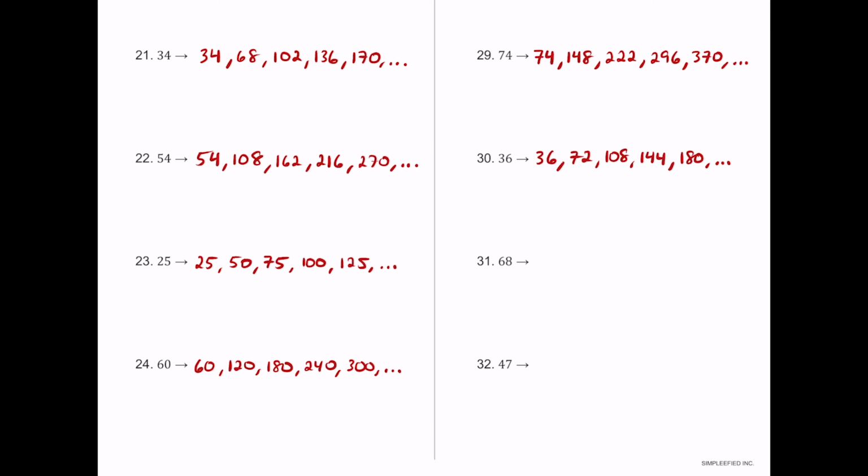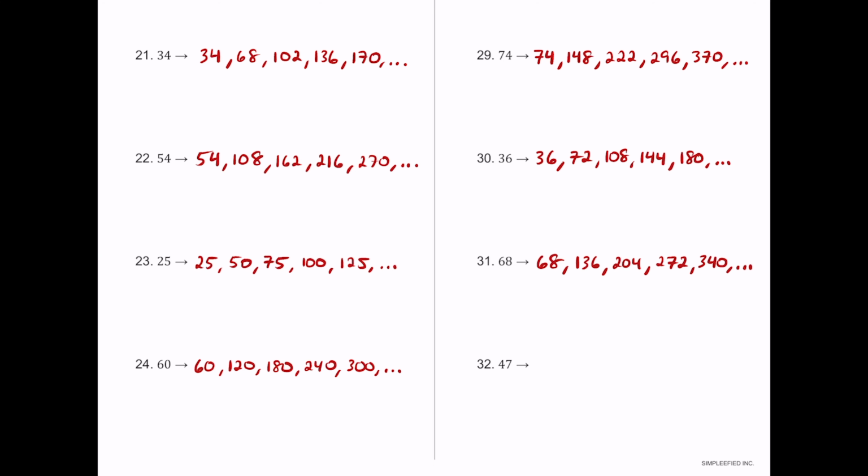Okay. For 31, we have the number 68. 68 times 1 is going to be 68. 68 times 2 is going to be 136. 68 times 3 is going to be 204. 68 times 4 is going to be 272. And finally, 68 times 5 is going to be 340.